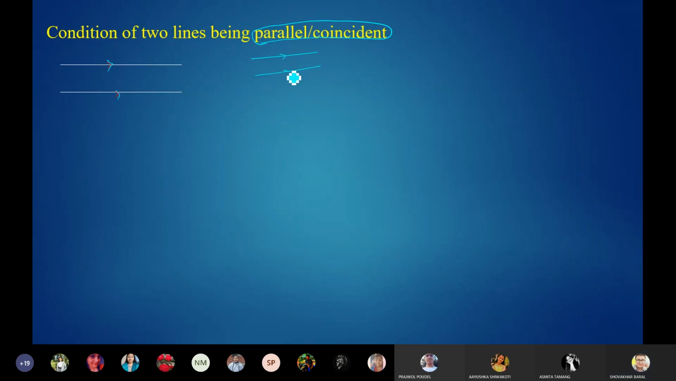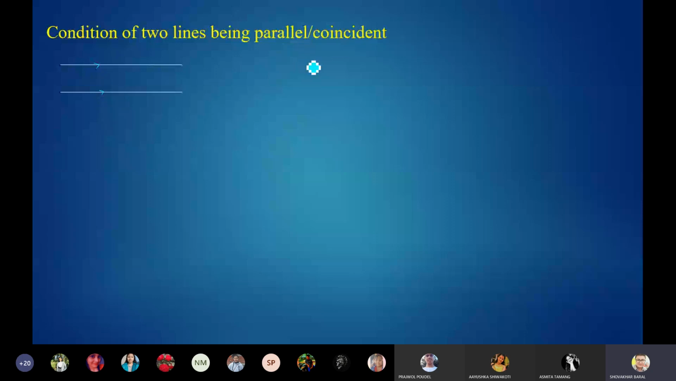Parallel means these two lines never intersect. They go up to infinite distance, but also they do not intersect. They maintain the same distance between them. If here it is 5 centimeter or 5 millimeter, then the same distance will be maintained throughout the line. They never intersect, they never meet each other. So what is that specific condition? Please draw this figure and write the condition of two lines being parallel.